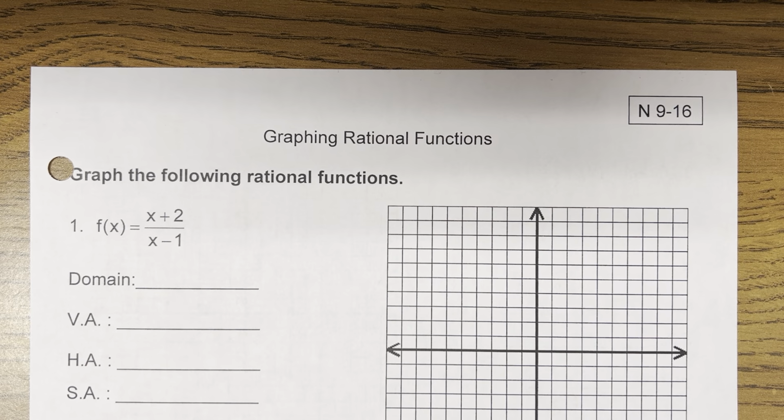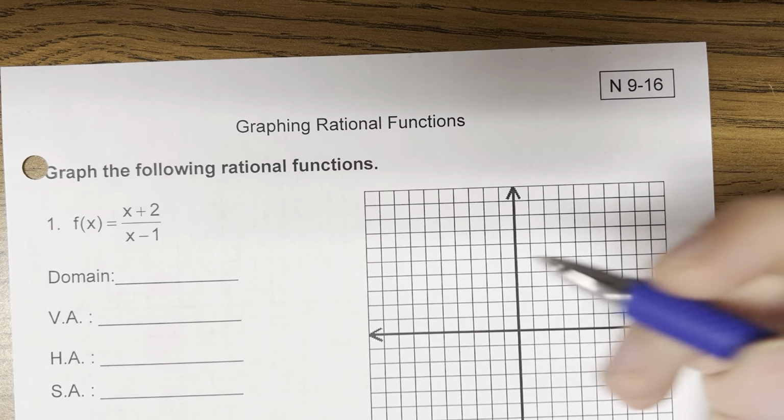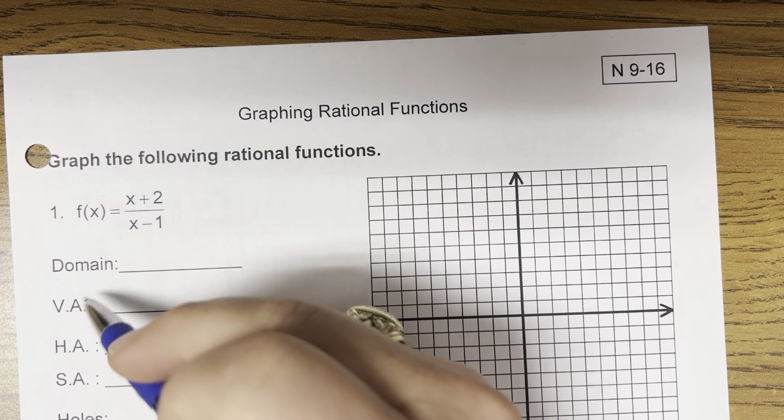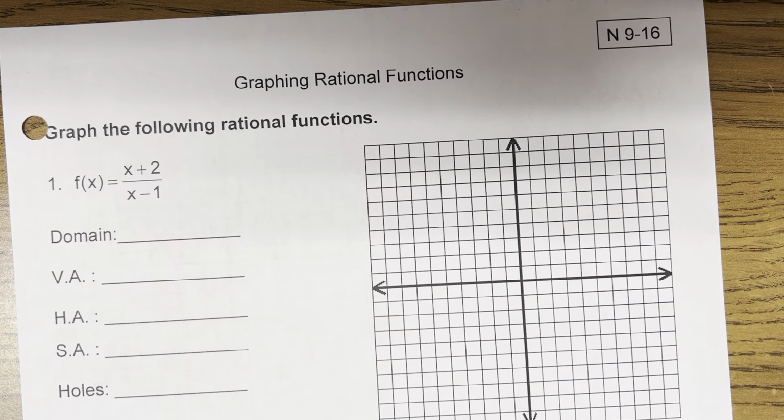All right, let's go through our notes for Unit 9, Lesson 16. For this one, we're going to be graphing rational functions using the domain, vertical asymptote, horizontal asymptote, slant asymptotes, holes, all those different pieces. We're going to put it all together.